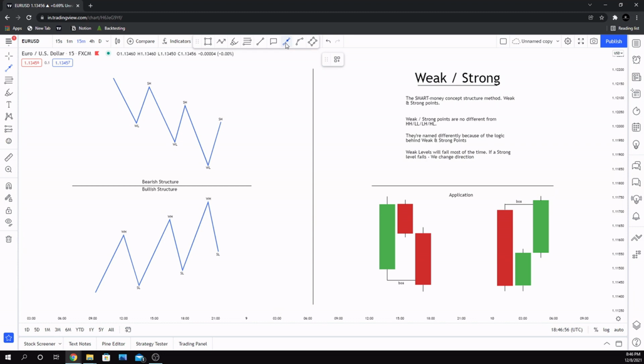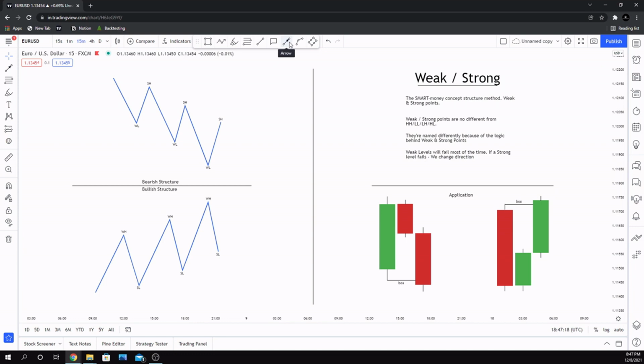We're going to be talking about weak and strong points. Initially, weak and strong points is exactly the same as the structure video. Nothing has changed except the terminology. Initially, we use this terminology because of the analogy behind weak and strong points. It adds on to the understanding.